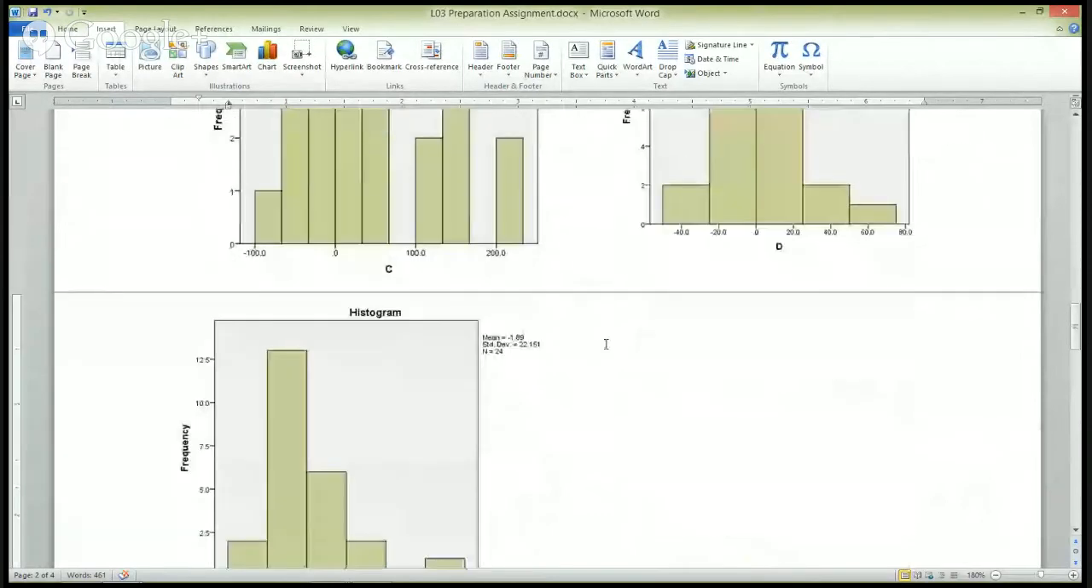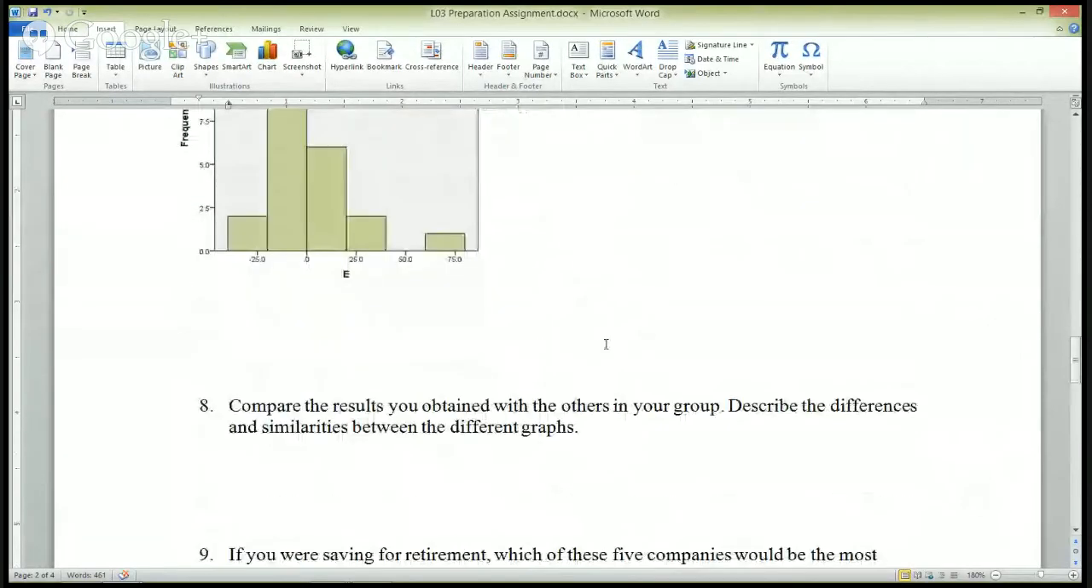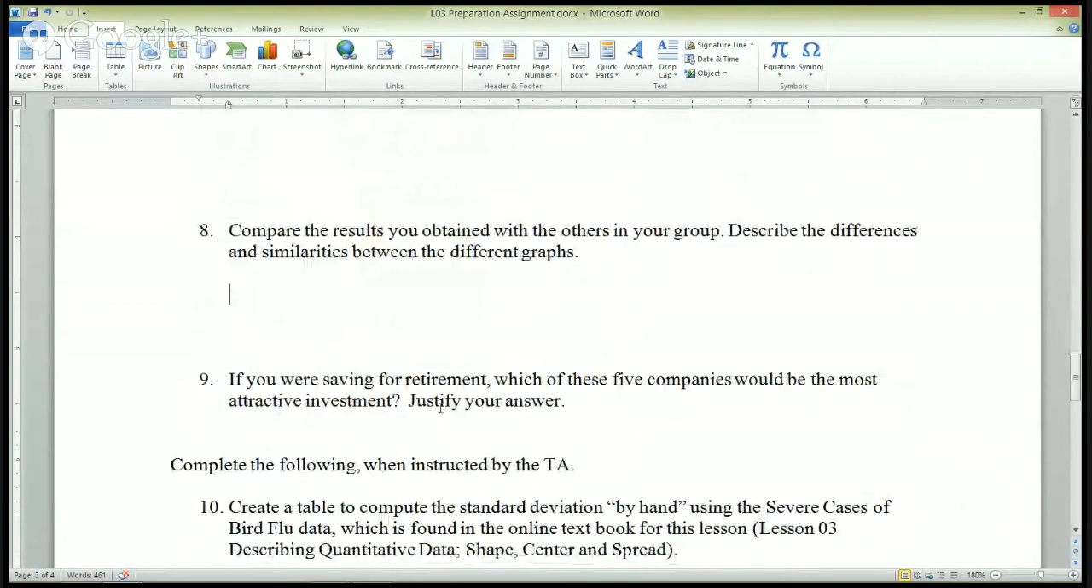Are you guys on 9? Yeah. Are you guys on 9? Go ahead. What were we saying were the differences and similarities between the companies, between the graphs?